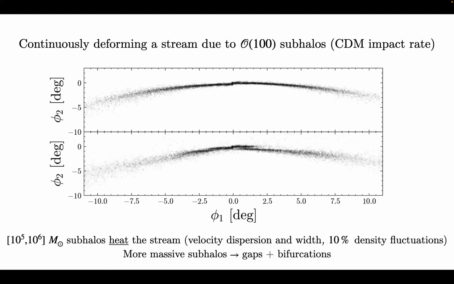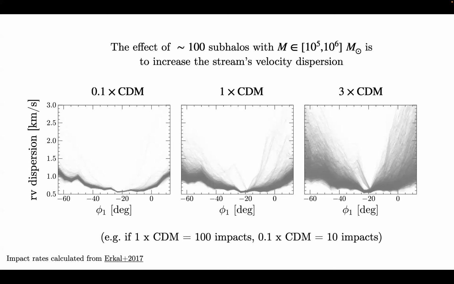The gaps and bifurcation point has been covered a lot, I think, but now that the data is getting a lot better, we can really think about velocity dispersions a bit more. So focusing on velocity dispersions, we can start to do experiments where we look at the binned radial velocity dispersion as a function of angle along the stream and basically just vary the impact rate.